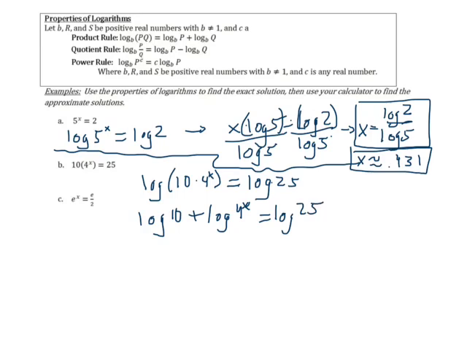Well, log of 10, this is just saying 10 to what power equals 10. That's what this question is asking. And the log of 10 is 1. So this is 1 plus, and then let's go ahead and bring this exponent here. Let's take this exponent, drop it down in front. And so this is x log of 4 equals log 25.